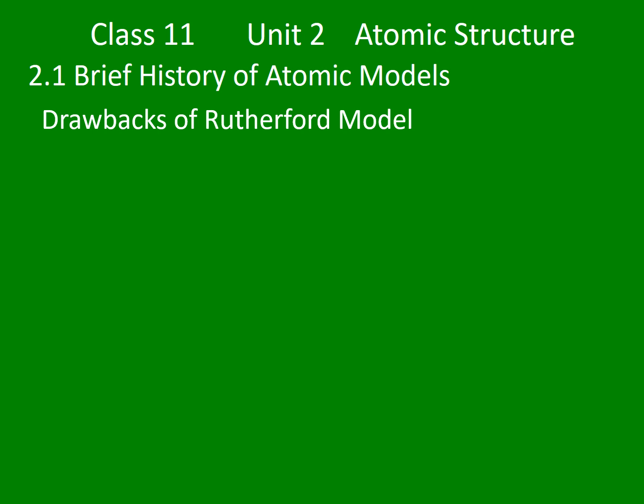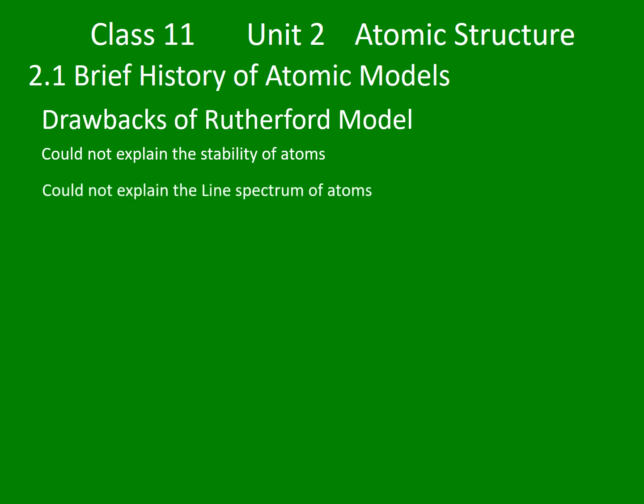Drawbacks of Rutherford model. There were a few drawbacks of Rutherford model. For example, it couldn't explain the stability of atoms. You know that atoms are stable, but according to this model, since electrons are revolving around the nucleus, they should release energy, they should emit energy, and by decreasing the amount of energy in them, they should fall into the nucleus. So the atom must be unstable. While the atoms are stable, this stability cannot be explained by Rutherford atomic model.